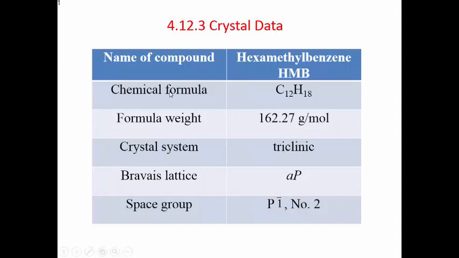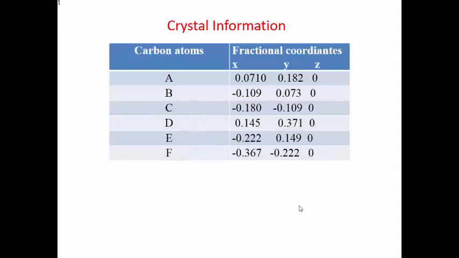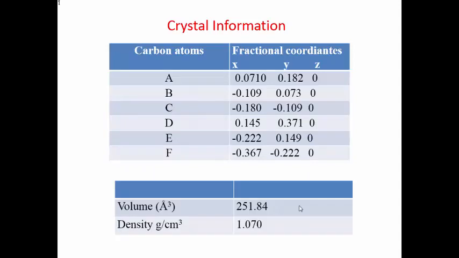Now here's what the crystal data is going to look like. In the CIF file, you're going to get the name of the chemical formula, the formula weight, or you can calculate it, the crystal system, the Bravais lattice, and the space group. For the lattice constants, we get that from the literature of the particular crystal we're doing, such as anhydrous alum or hexamethylbenzene or benzene or whatever you're doing. And here's the fractional coordinates. They also come from the literature, and you can calculate the volume and the density.